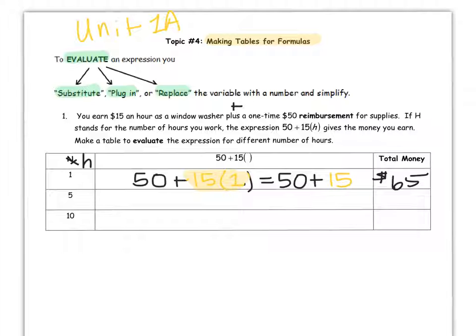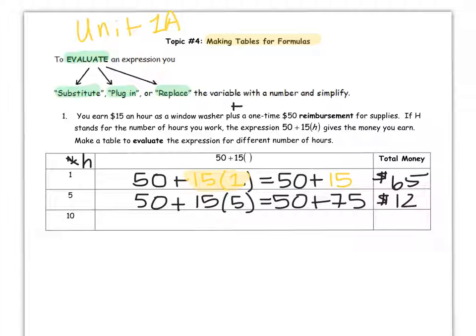All right, let's do the next example. If we work 5 hours, we do the same formula, 50 plus 15 times every hour that you work. So this time I'm going to plug a 5 in there. Now we get 50 plus 15 times 5. You guys know what that is? Should be 75. So 50 plus 75, that's $125. And this should make sense. If you work for longer hours, you get paid more money.